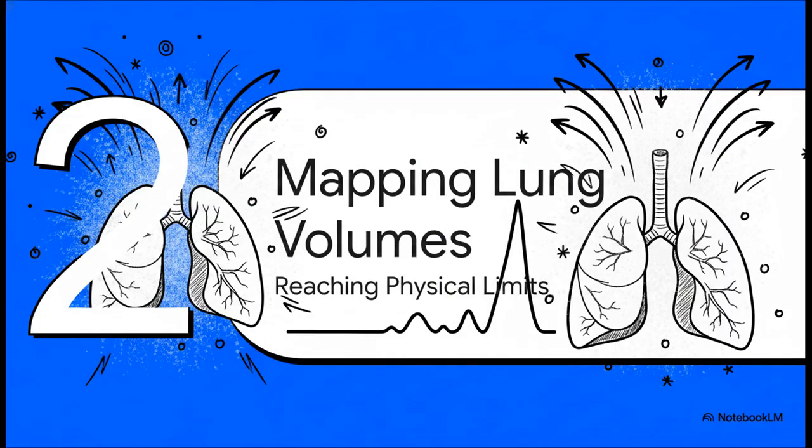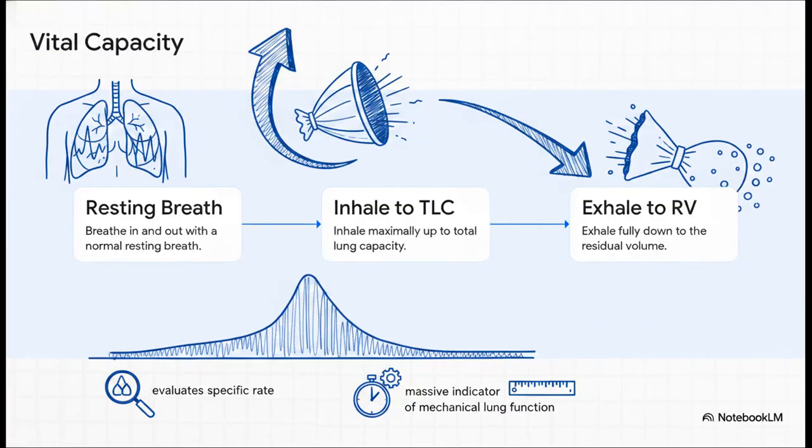Moving on to Section 2. Mapping lung volumes. Let's see how this whole picture builds when we push the patient's respiratory system away from that quiet baseline and really test its physical limits. This brings us to a highly important clinical action, the vital capacity maneuver. By coaching the patient through these exact steps, we capture some truly crucial data.